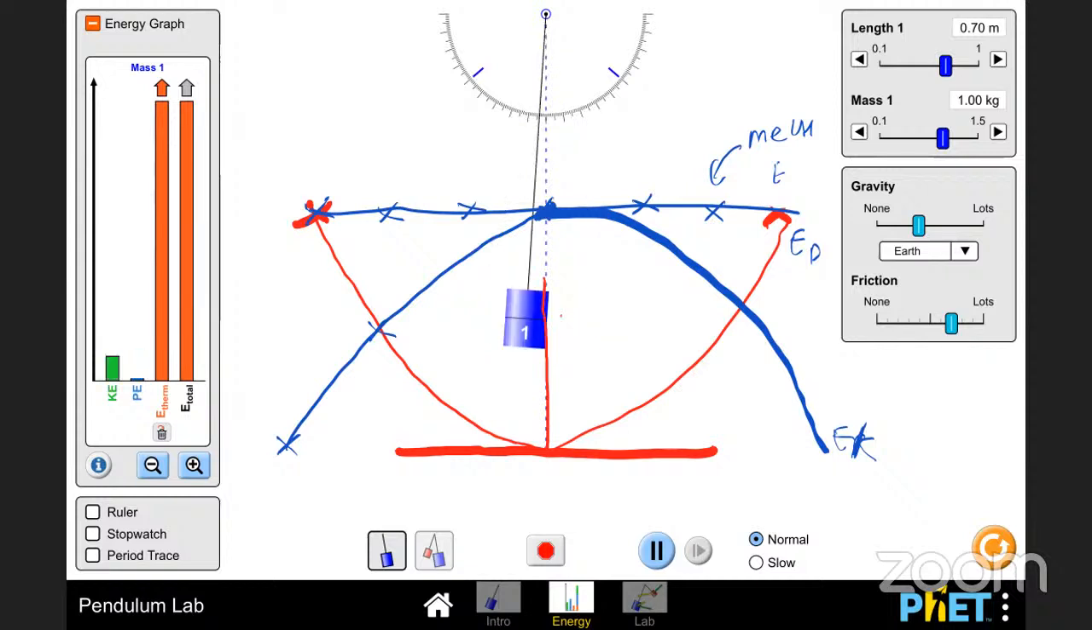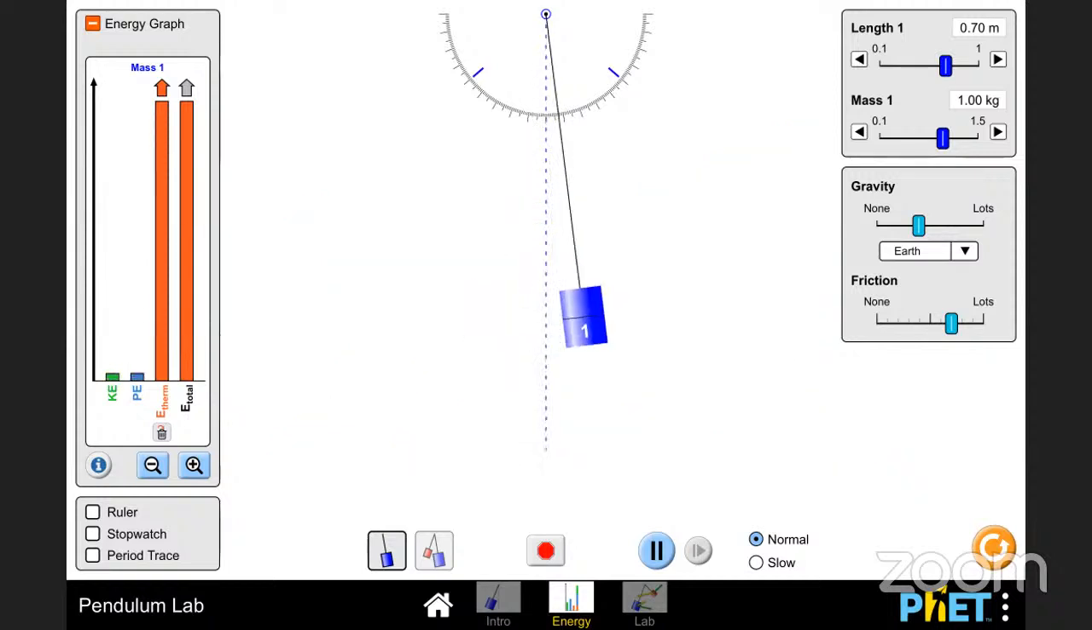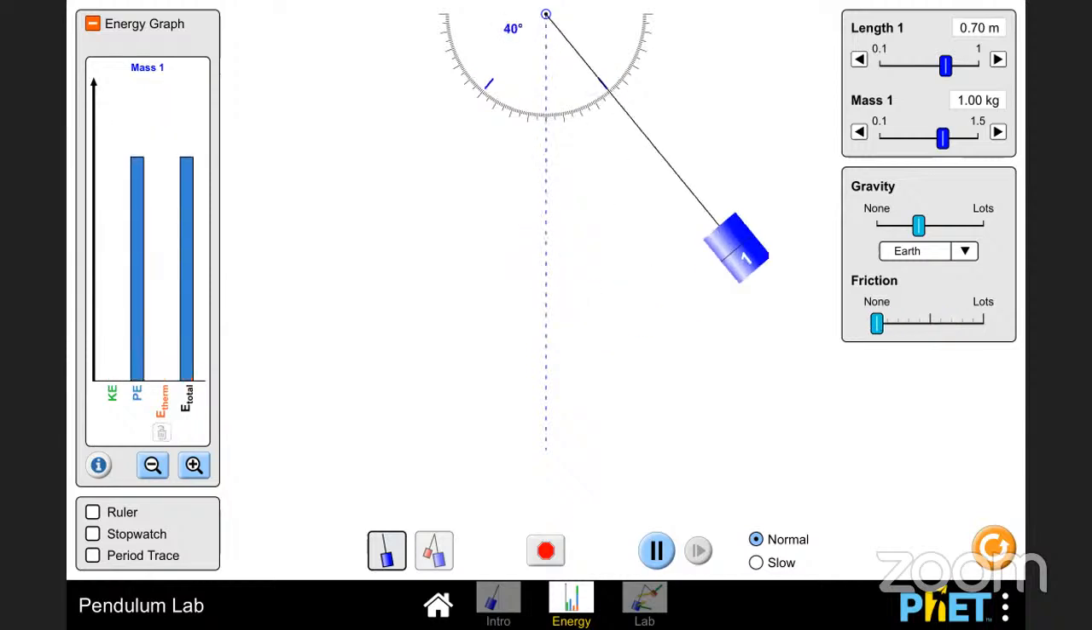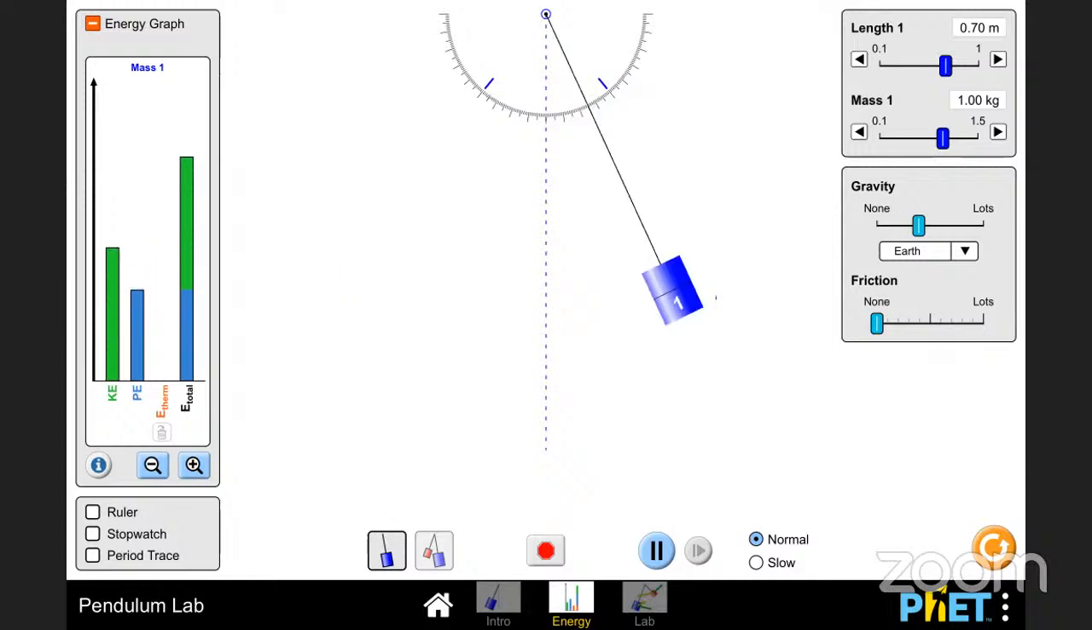But we need a further definition to show that something has simple harmonic motion. So let's take a look at this here. I'm going to place it again, about 40 degrees. Good.